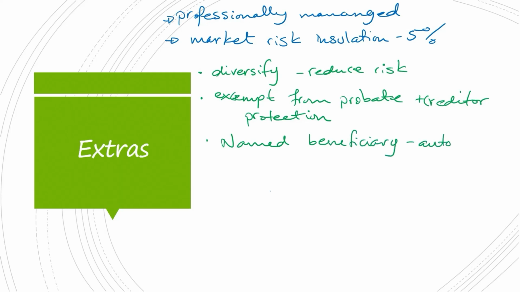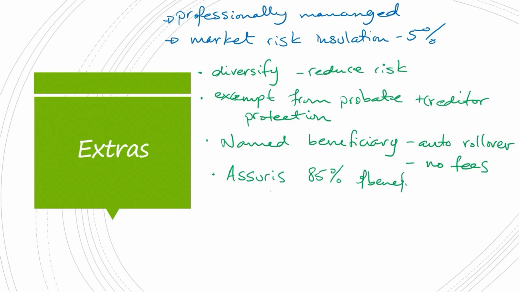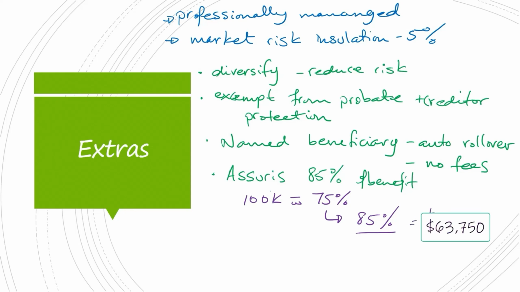With a named beneficiary, there are no fees, and there is an automatic rollover to the surviving spouse or to the named beneficiary. Now, you do get some assurance protection, this being an insurance product, and that is an 85% benefit. So what does this mean? If your client invests $100K with a 75% guarantee, 85% of that 75% is guaranteed, which means your client would get $63,750 of protection. So that's how much money they would get if the insurer becomes insolvent. So remember, this is not for a market crash.